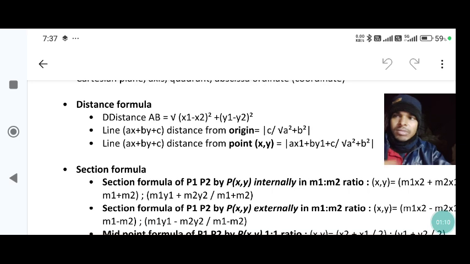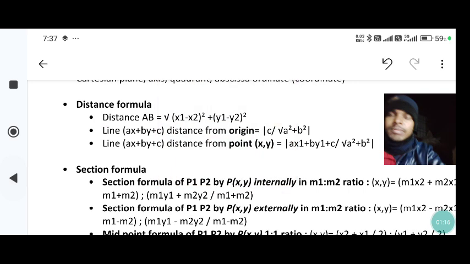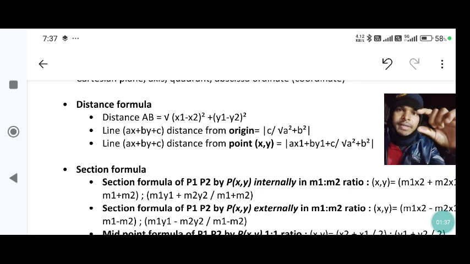Now coming to the distance formula. For the distance AB, if any two coordinates are given, the distance between those two coordinates is root under (x1 minus x2), meaning the difference of the abscissa whole square, plus the difference of the ordinate whole square, the whole root. This is like the Pythagoras theorem, p square plus b square under root.